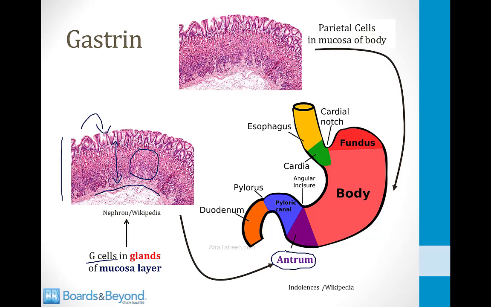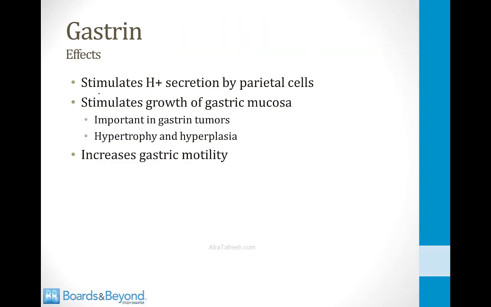From those G cells, gastrin is secreted, and it travels to the parietal cells, which are found mostly in the body of the stomach. They're also found in the glands in the lamina propria of the mucosa of the stomach, and that's where gastrin exerts its effects. Gastrin has three important effects, the most important of which is to stimulate acid secretion by the parietal cells, and we'll talk about that in detail in a minute.